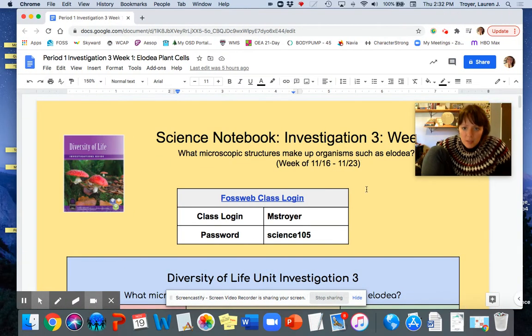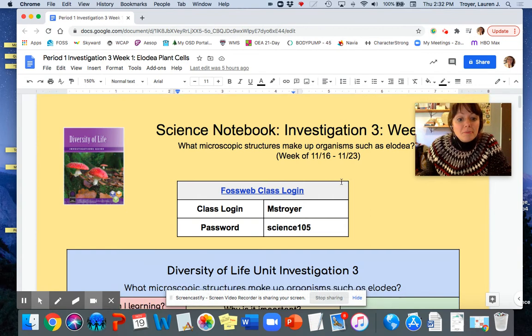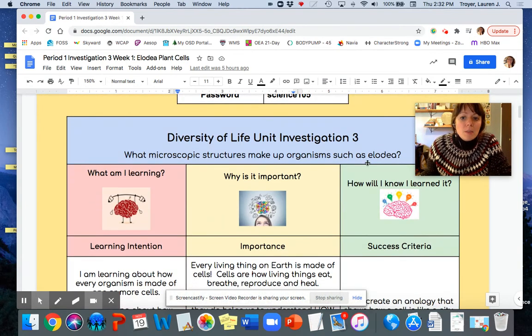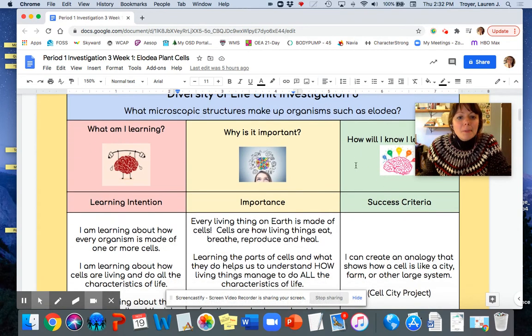So we started investigation 3, which is all about cells. And our first week is focusing on plant cells. So what's the deal with these plant cells? Let's take a look. And we focus on a plant called Elodea. It's an aquatic plant, which means it lives in the water.